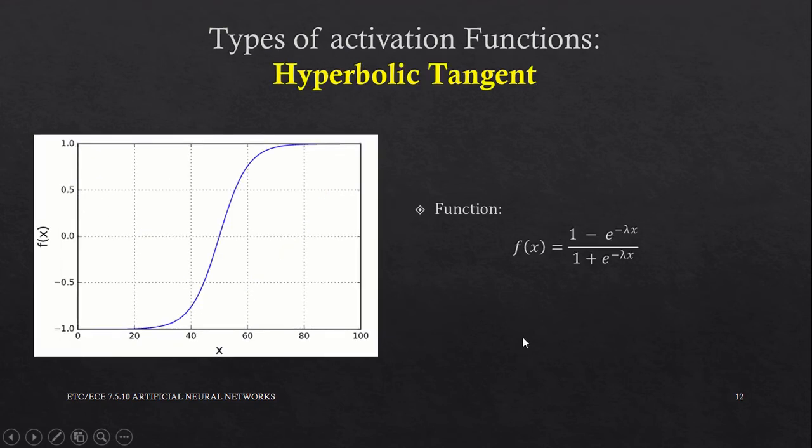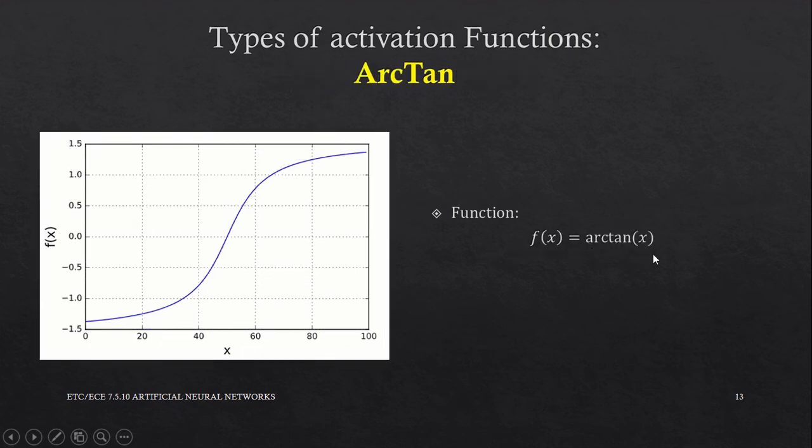Then is the hyperbolic tan function. It is given as f of x equals 1 minus e raised to minus lambda x upon 1 plus e raised to minus lambda x. This is what it looks like. After that is the arctan function. It is given as f of x equal to arctan of x. This is what it looks like.